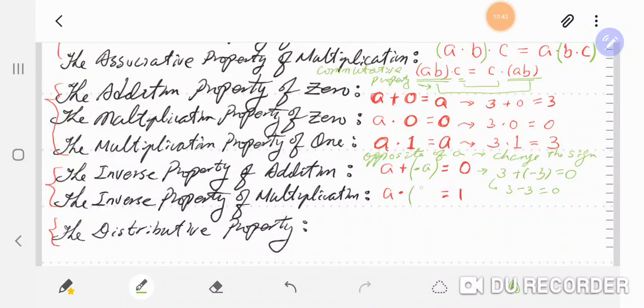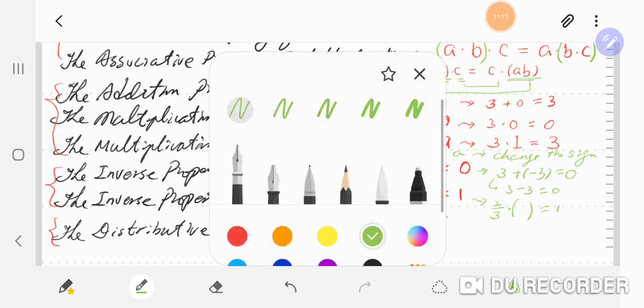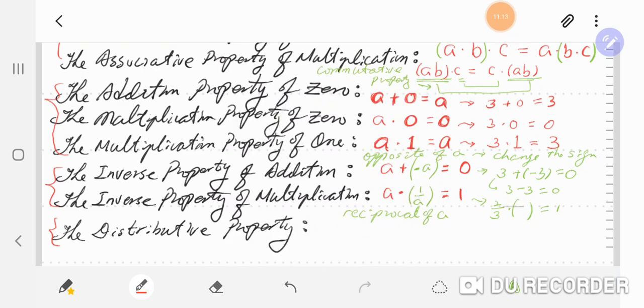What's the reciprocal of A? It will be 1 over A. That's the reciprocal. Reciprocal of A means interchange the numerator and the denominator. So for example, here is 2/3. 2/3 times what should be equal to 1? The reciprocal. Interchange the numerator and the denominator, so 3 over 2. Reciprocal of the number.